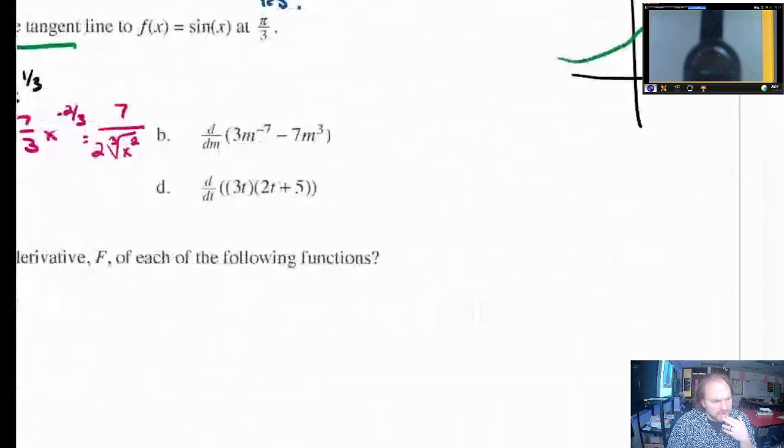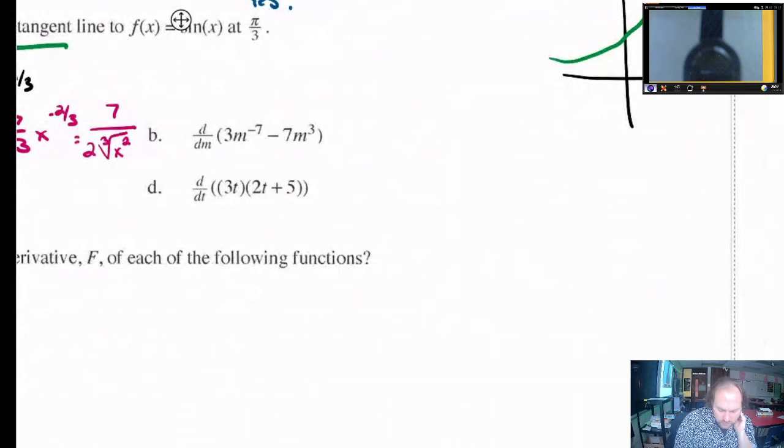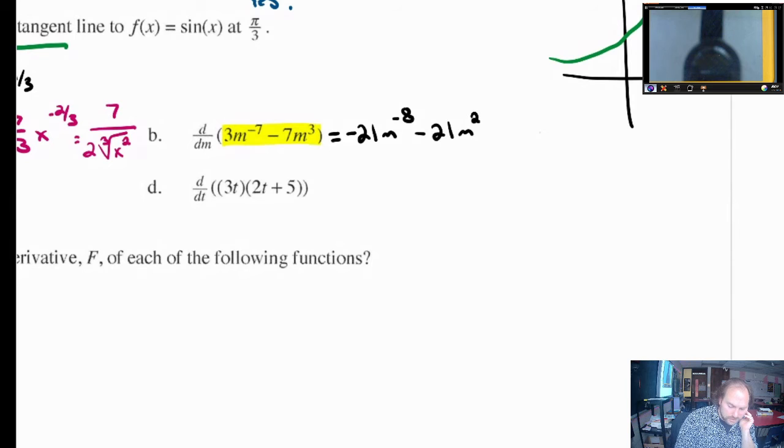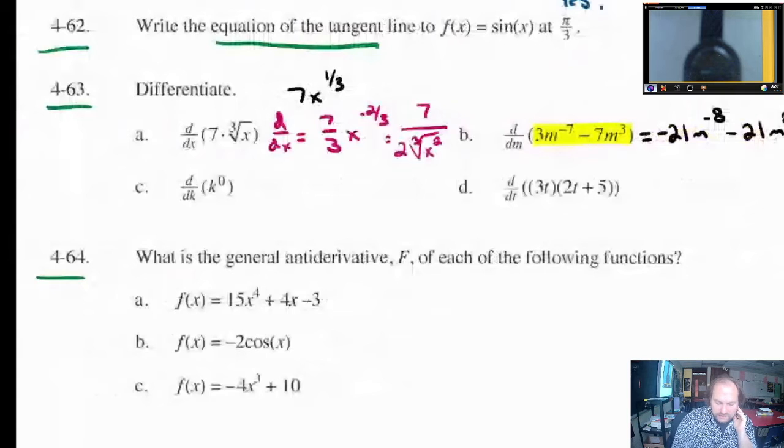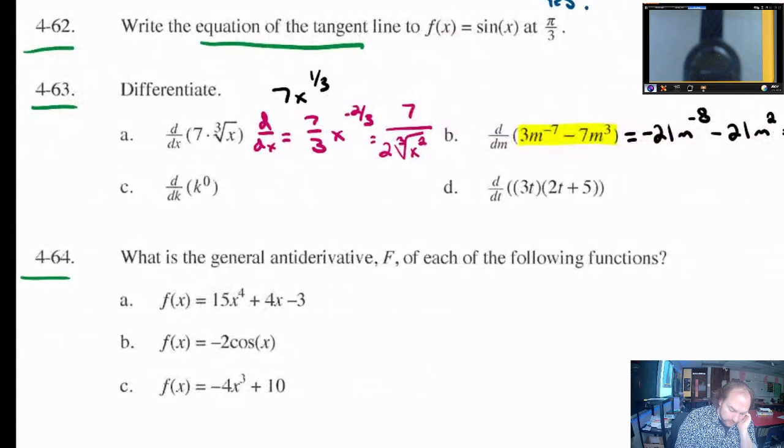Question B is already kind of in polynomial form, so not too tough to do. A good language note would be that this is just saying what's the derivative of this expression. So the correct answer would be equals, because we're just going to differentiate and then write the answer down. Negative 21m to the negative 8th power minus 21m squared. I suppose if you wanted to put that negative 21 over m to the 8th, that would be a good thing. Unnecessary, though. C is really easy because k to the 0 power is just equal to 1. So the derivative of 1 equals 0.